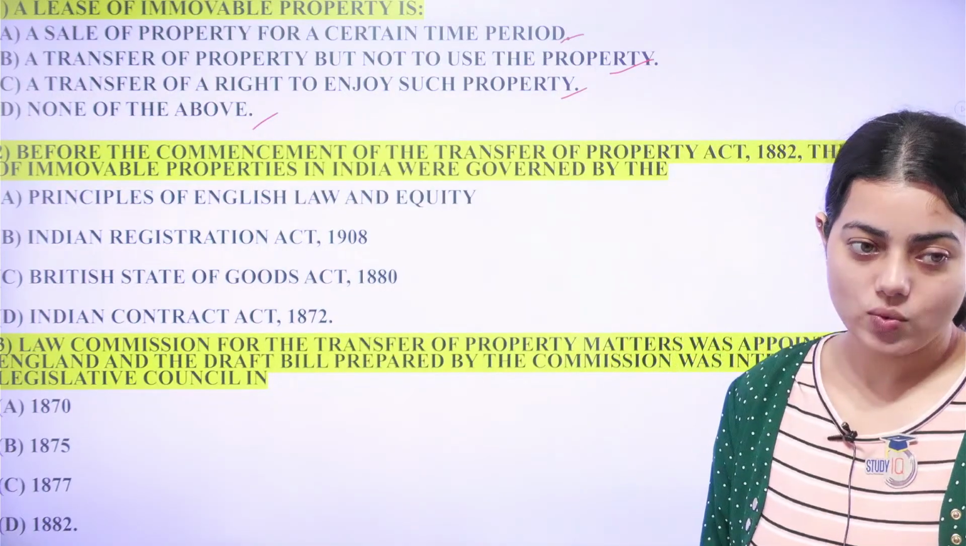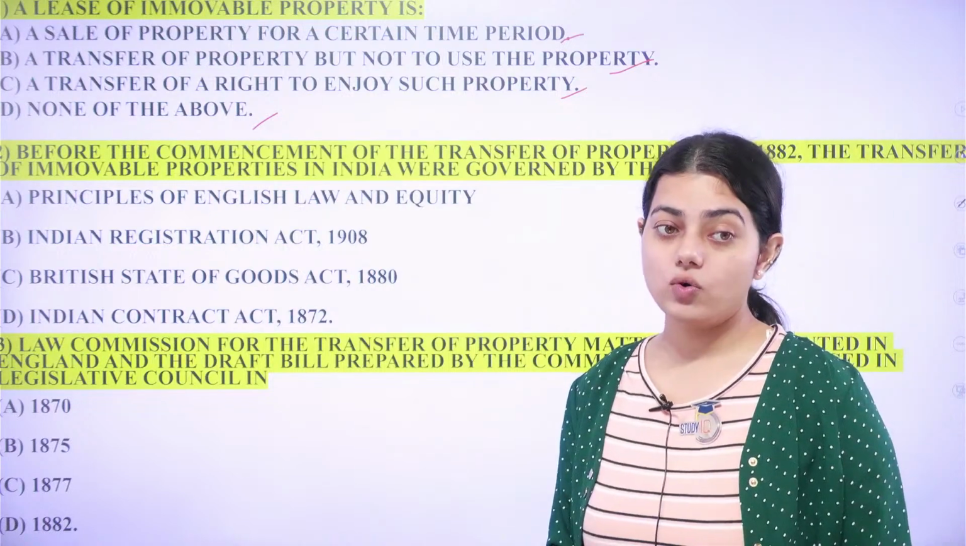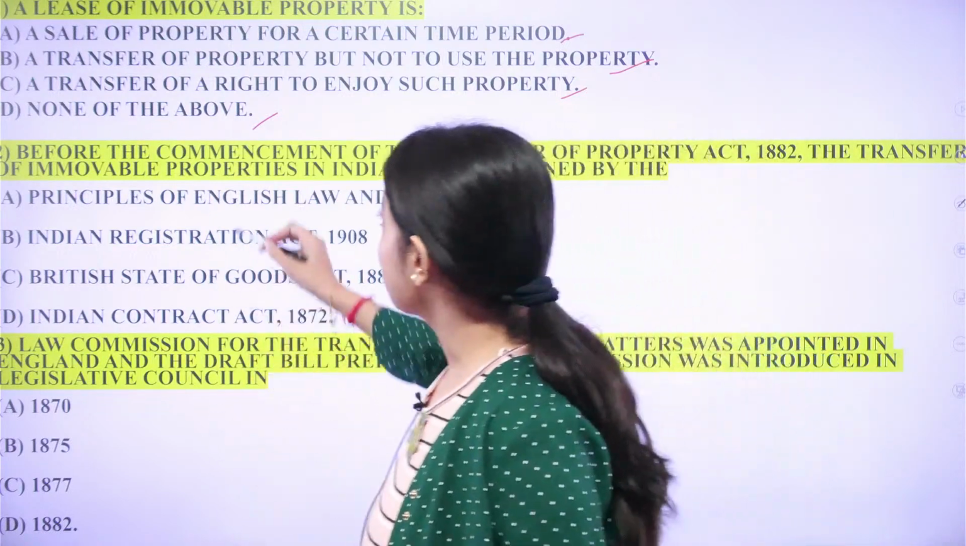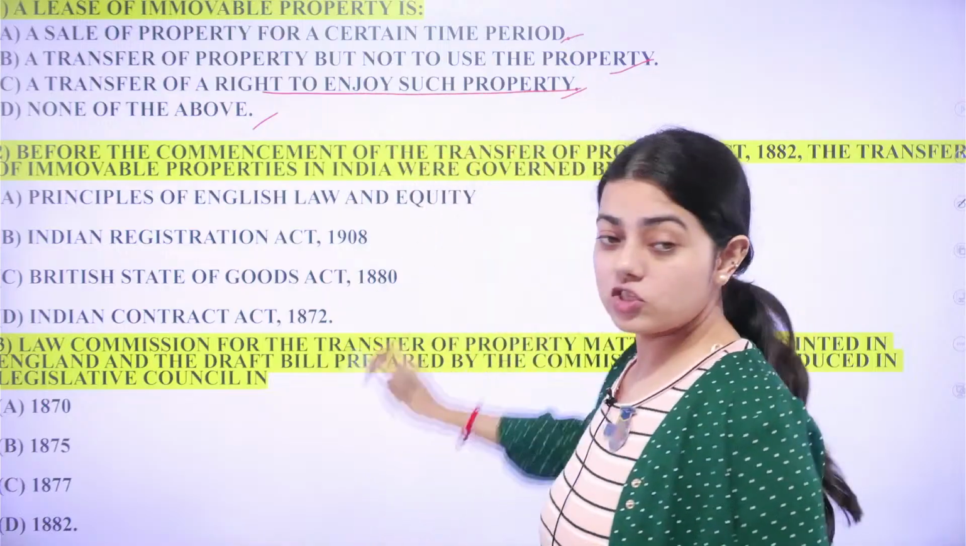Manifesting 03, you are answering option number C, and you are absolutely correct. A transfer of right to enjoy such property.